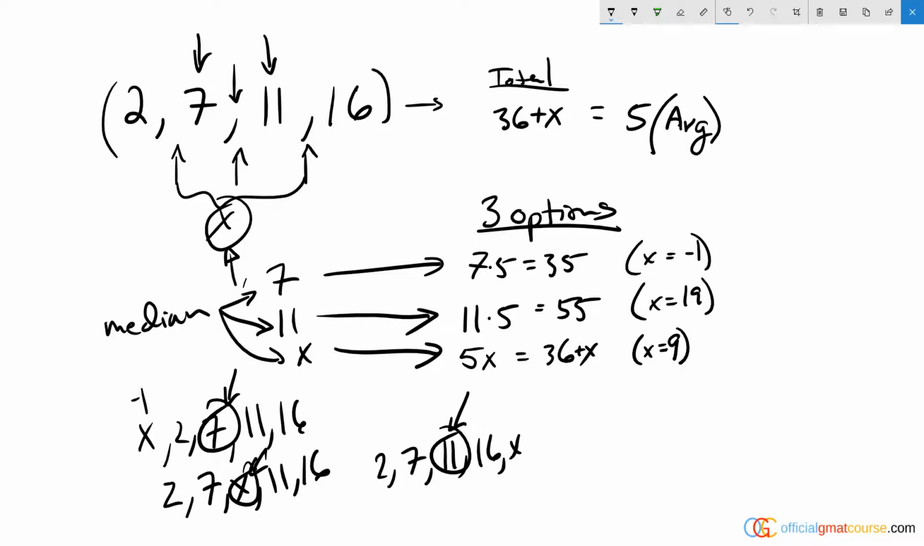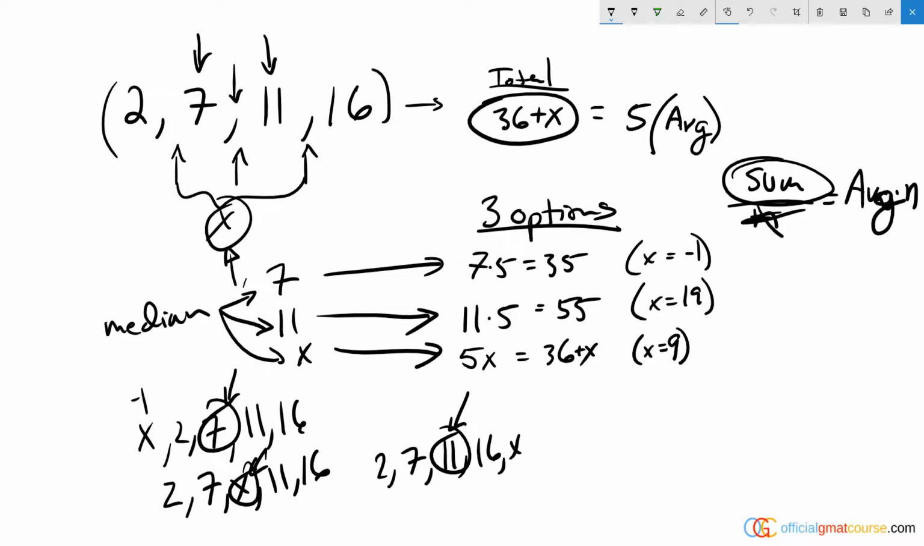And the most important thing to understand before we dive into this is the way in which we can use an average to calculate a total. Because we know that the sum total of a population divided by the number of items in the population is equal to the average. That means that the average times the number of items in the population is equal to the sum total. So while we know that the total here is 36 plus x because that's the sum of these parts, we also know that the sum total is equal to 5 times the average.